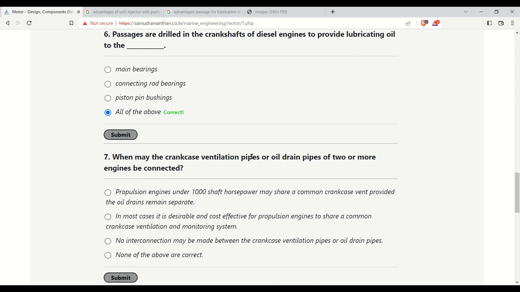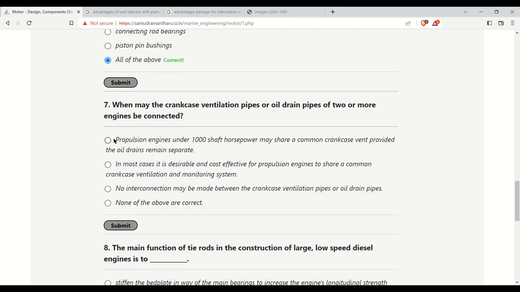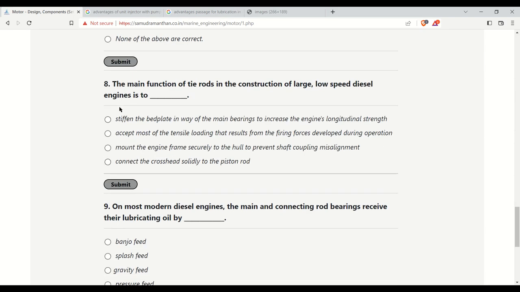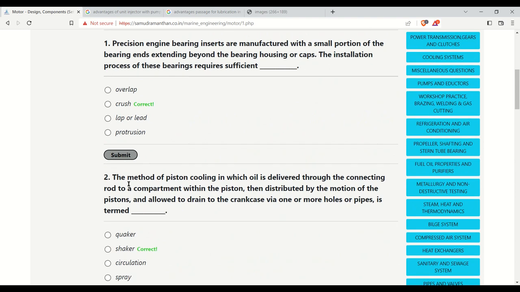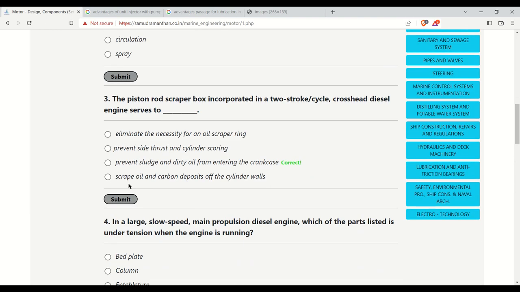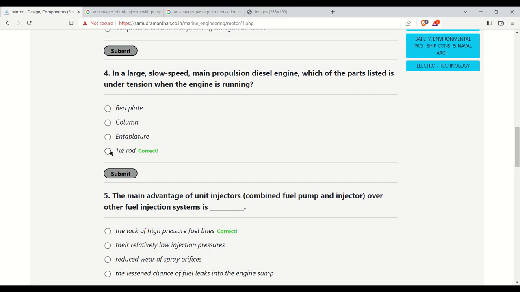When may the crankcase ventilation pipes or oil drain pipes of two or more engines be connected? There is a clear indication: there is no interconnection between the ventilation pipes and the oil drain pipes. The main function of the tie rods in the construction of large low speed diesel engines is to accept most of the tensile loads that result from the firing forces developed during operation. We have already discussed this question in the upper question also. You must have seen when we were discussing the tie rod.